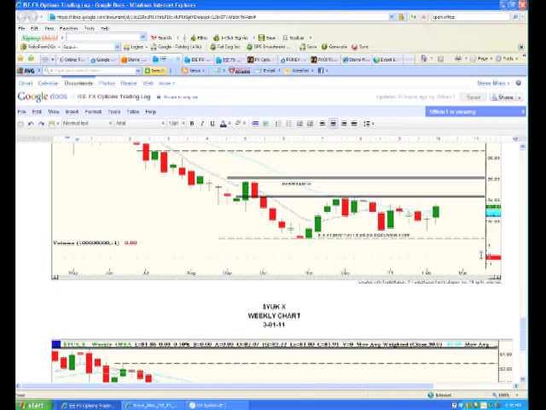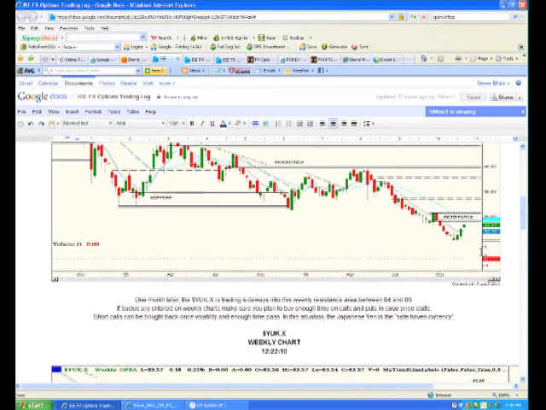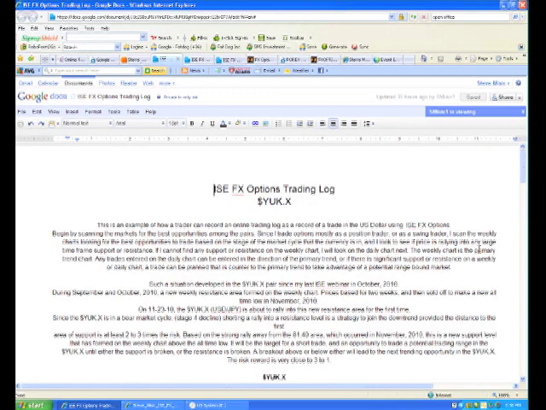I'm pasting pictures in as the trade's going on. I'm keeping records of what I've done and how I've adjusted it and how I've made changes to my plan as time has gone on.